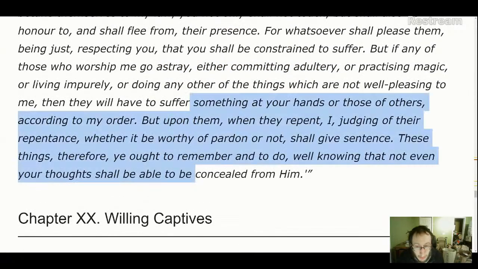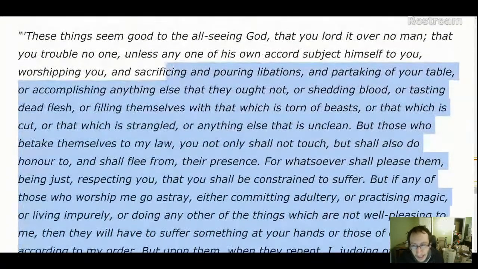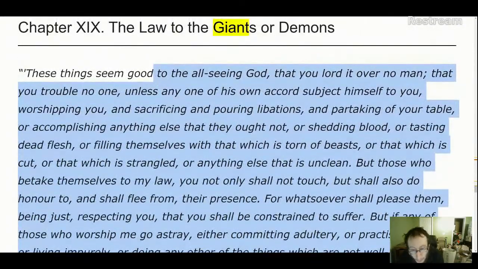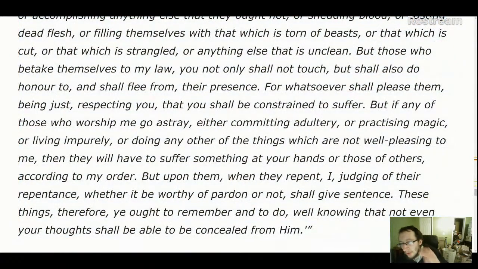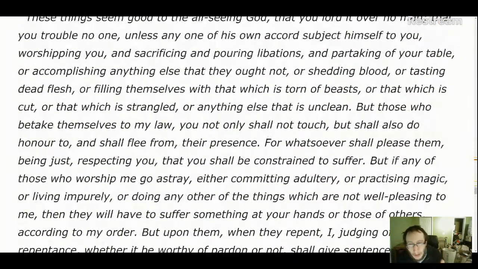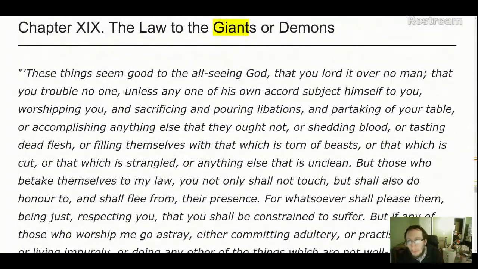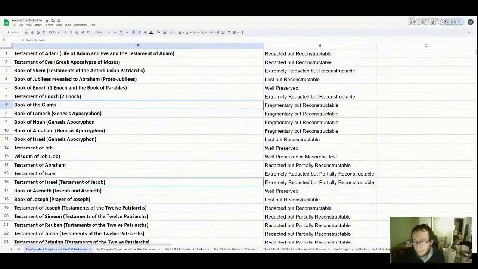So none of this is found in the Book of Enoch, and it's not found in any other apocrypha book. But it seems to be quoting from some apocrypha book. So I believe that this is a quote from the Lost Book of Giants. So we will be using all this information to reconstruct the Book of Giants. So that's the basic way we'll be reconstructing the Book of Giants.